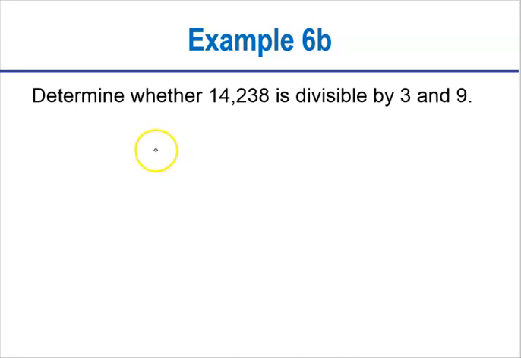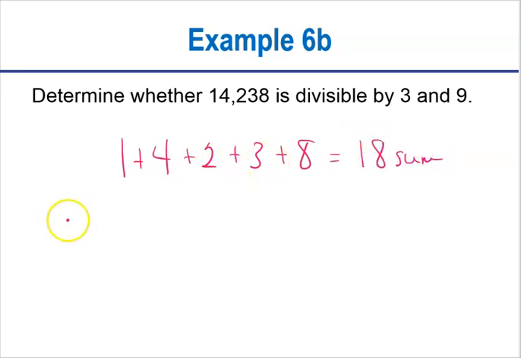Let's do this real quick. So 1 plus 4 plus 2 plus 3 plus 8. So the sum of all 5 of these digits, we know 1 plus 4 is 5, 5 plus 2 is 7, 7 plus 3 is 10, and 10 plus 8 is 18. So that's the sum. Now 3 does divide 18. In other words, when you divide 18 by 3, you get a 0 remainder. So 3 divides 18. Therefore, we know that 3 divides 14,238.